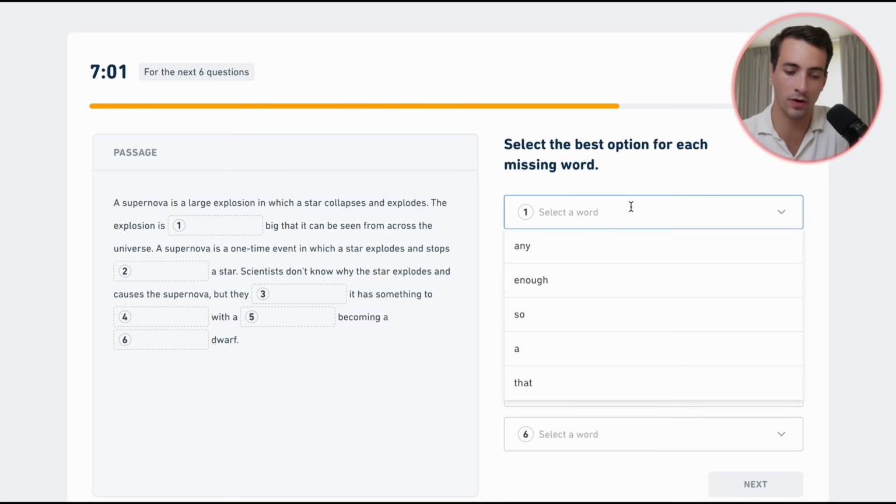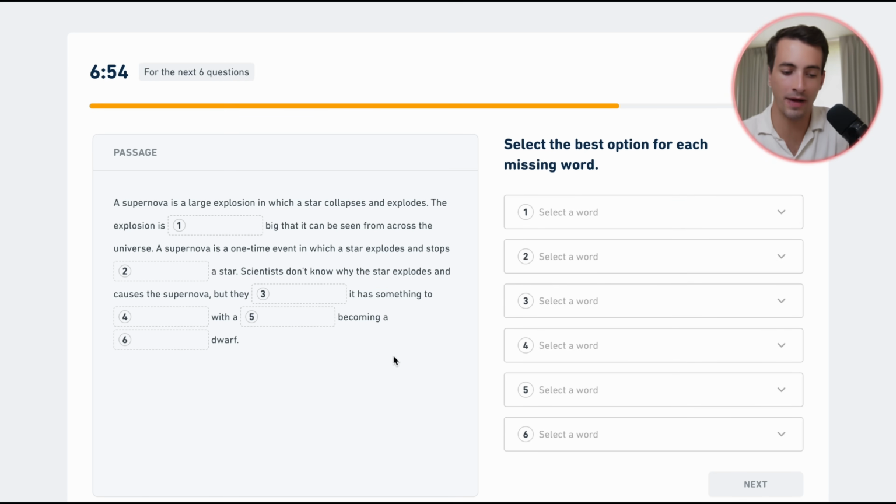It's a multiple choice question because we're given options for each of the blanks. So the best thing to do, though, is read the whole passage. Even though there's a lot of blanks, read the whole passage because you need that context. Unfortunately, you're not given a title.